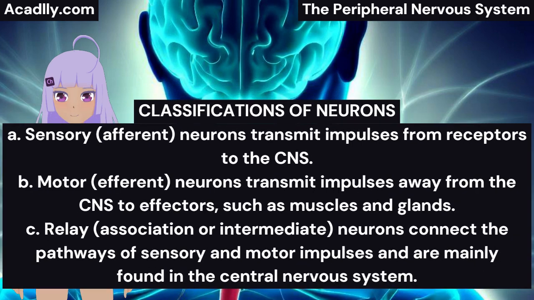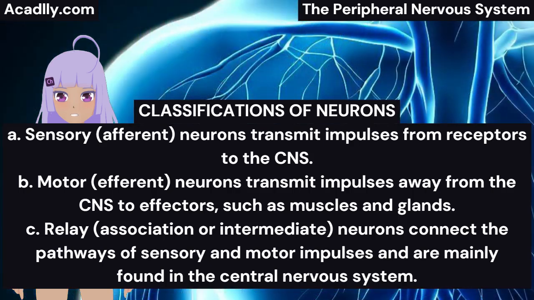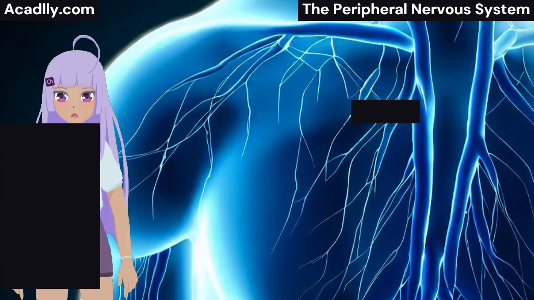Classifications of neurons. Neurons are commonly classified according to their functions in vertebrates. A. Sensory, afferent, neurons transmit impulses from receptors to the CNS. B. Motor, efferent, neurons transmit impulses away from the CNS to effectors, such as muscles and glands. C. Relay, association or intermediate, neurons connect the pathways of sensory and motor impulses, and are mainly found in the central nervous system.